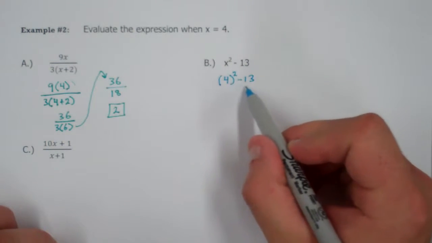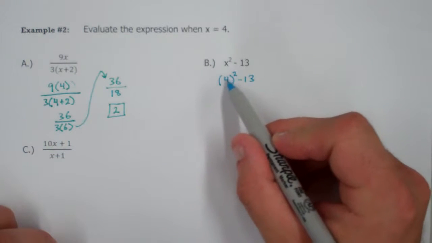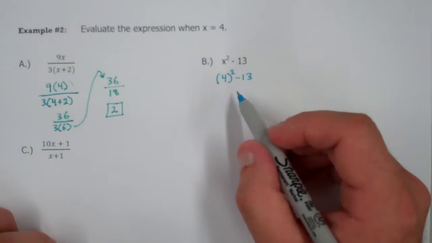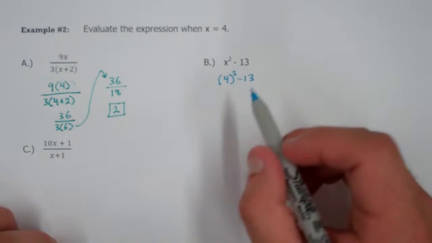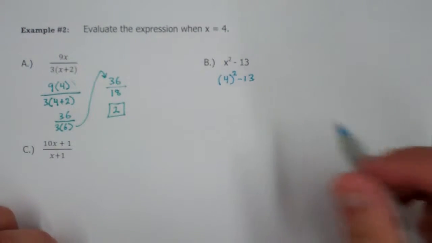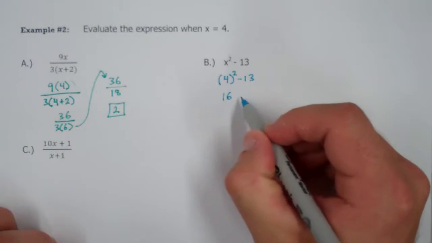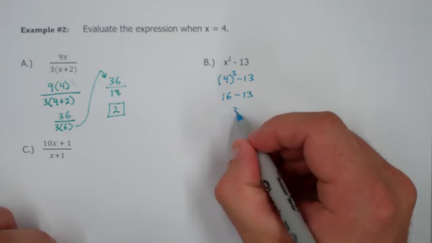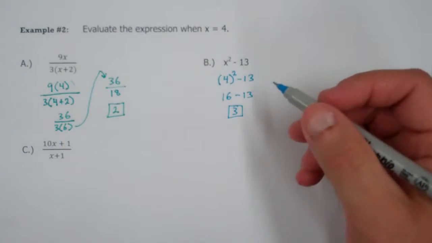This is an order of operations problem. We definitely want to do the exponent here before we mess around with the subtraction. So let's do the 4 squared here first, and 4 squared is the same as 4 times 4, which is 16. Then we need to subtract 13. So 16 minus 13 would be 3.